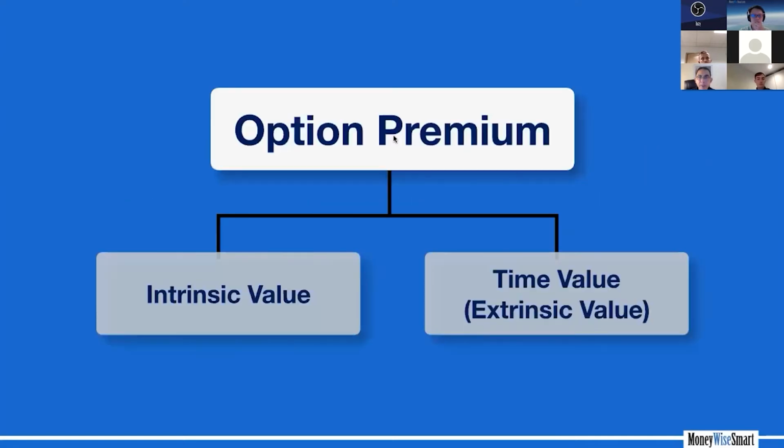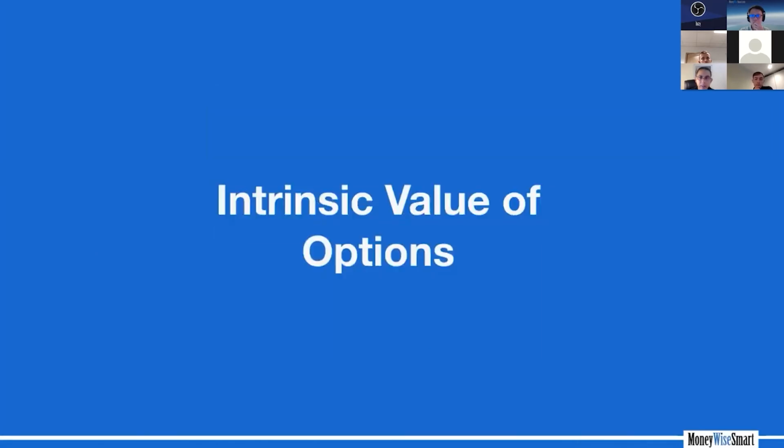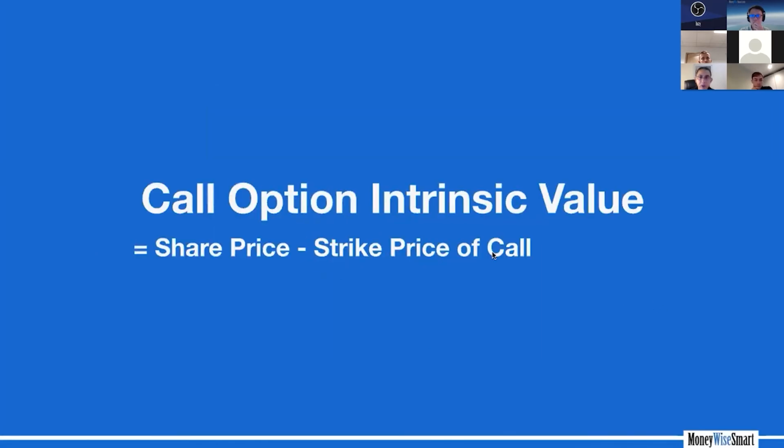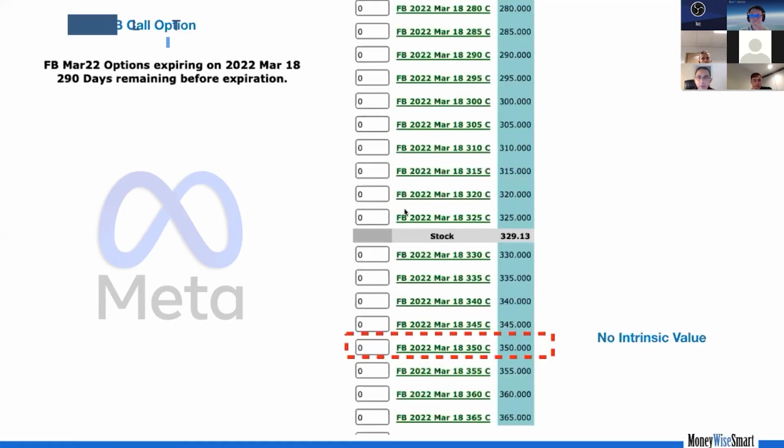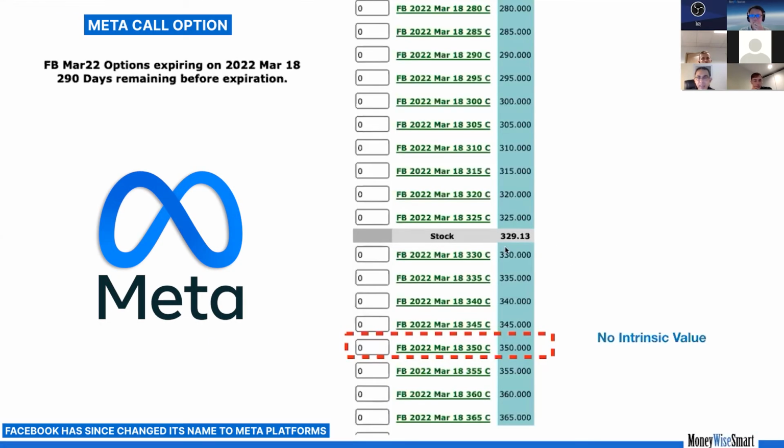An option premium basically has two components. These two components of an option premium are intrinsic value and time value. Now, the intrinsic value of a call option is basically the share price minus the strike price of the call option. For example, in this case, the Facebook stock price is at $329.